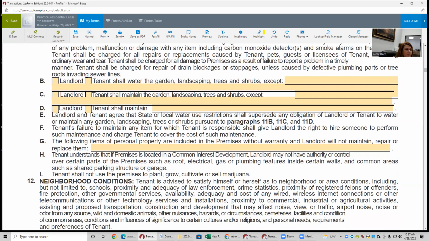Okay, so this is very important here. So is it the landlord or the tenant? Probably this would pertain more to a single family home, but make sure you're checking a box. If it's an HOA, you don't have to worry so much about the water, the garden, landscaping, and trees if the property is residing in an HOA. If it is a single family, that becomes very important. The landlord may maintain it with their own gardener. It's probably good to do that so your property stays looking fresh.